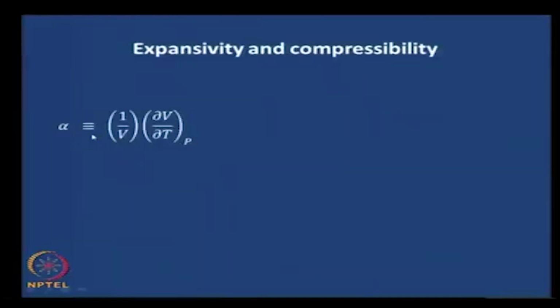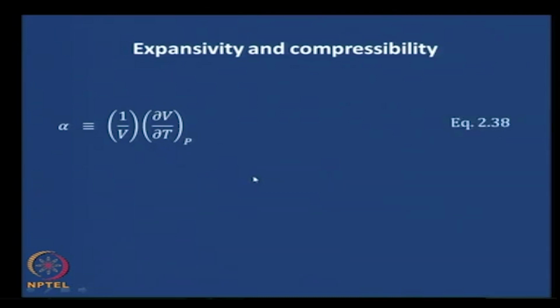Expansivity is defined as 1 by V, dou V dou T at constant P. That is the definition of alpha, the variation of volume with temperature, or specific volume with temperature, at constant pressure, which is normalized with respect to the volume itself, the specific volume itself.